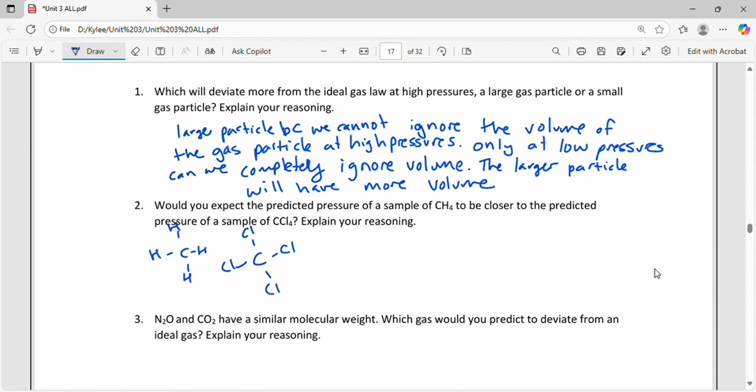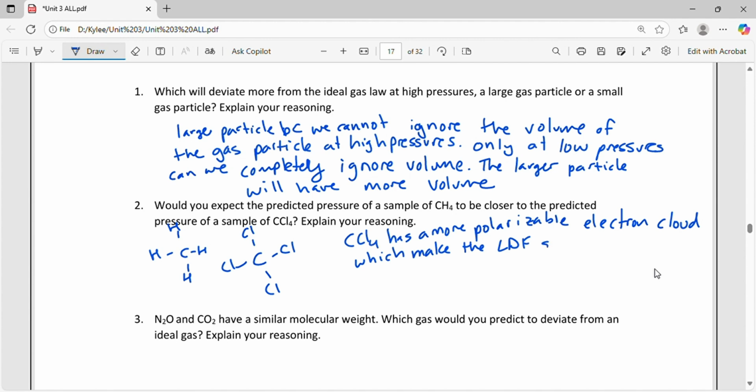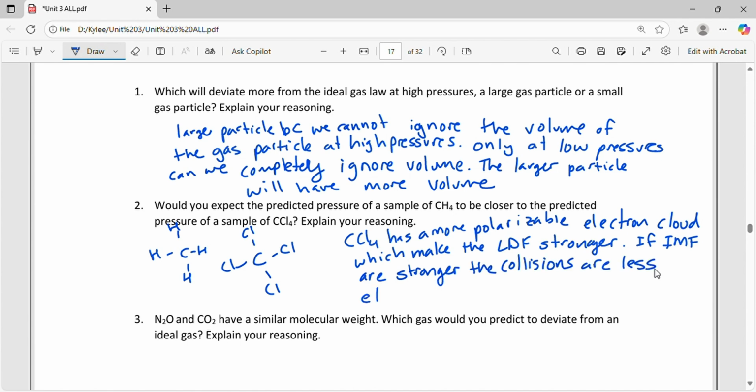We probably could make an argument that CCl4 is a little bit bigger. We could also make an argument that even though they are both nonpolar, the CCl4 has a more, we talked about this earlier, more polarizable electron cloud. That's a fancy way of saying it has more electrons, which makes the London dispersion force, or LDF, stronger. If the IMFs are stronger, what that causes is the collisions are less elastic. They're not just going to simply bounce off each other as they would if there were no IMFs. And what that's going to do is cause the pressure to decrease. So I would say that CCl4 is going to deviate more from its predicted pressure.